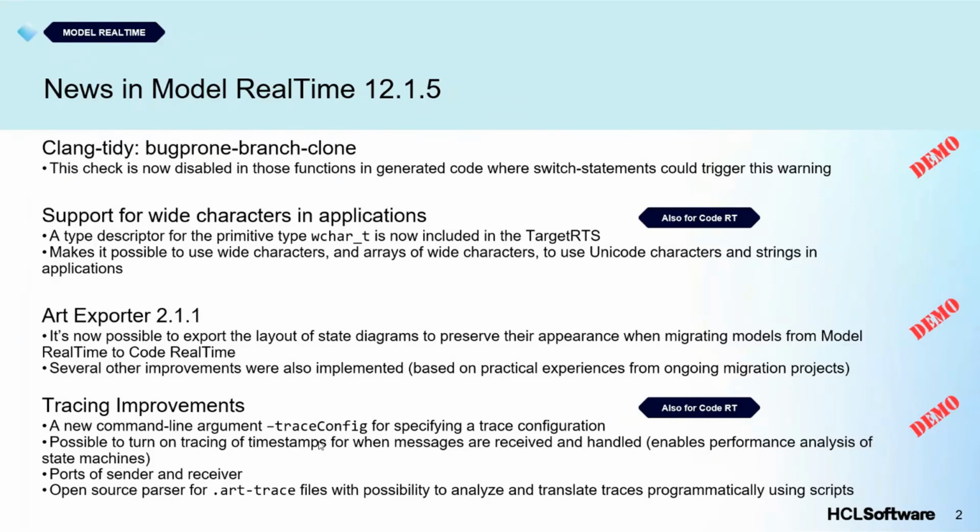And in that trace configuration, you can, for example, turn on the capturing of timestamps. And you can have one timestamp captured when a message is received and another one when the message is handled. And there are many interesting use cases for those timestamps. One is that you can use it as a simple way of analyzing performance of which state machine transitions are slow.